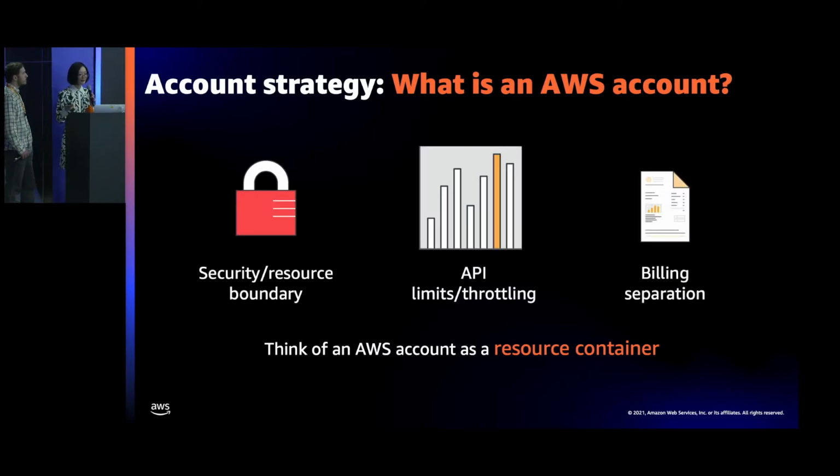With multiple AWS accounts, you can set up the right security and permission models across your accounts. It also helps you to set up resource limits, for example, API throttling. You can set up different API limits or throttlings for different AWS accounts, and it also really helps you to have a clear pricing model for your different accounts.